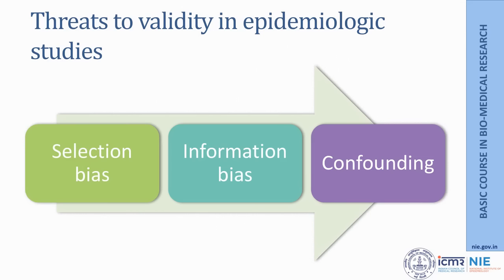So let us look at the various kinds of biases or threats to validity in epidemiological studies. There are essentially three kinds of biases that may occur in any epidemiological study. These are called selection bias, information bias, and confounding. So let's go through them one by one.